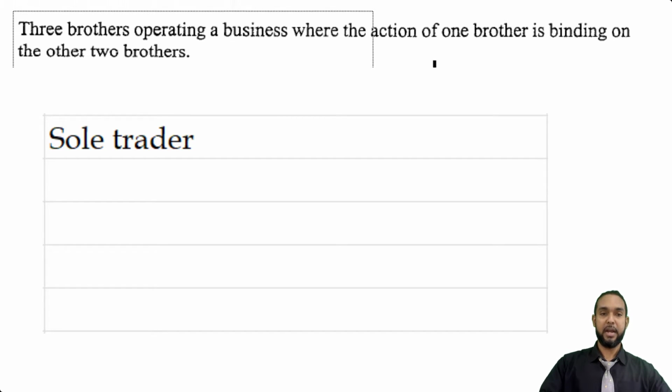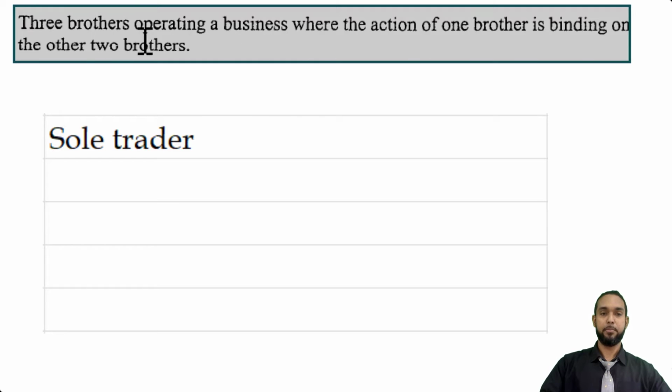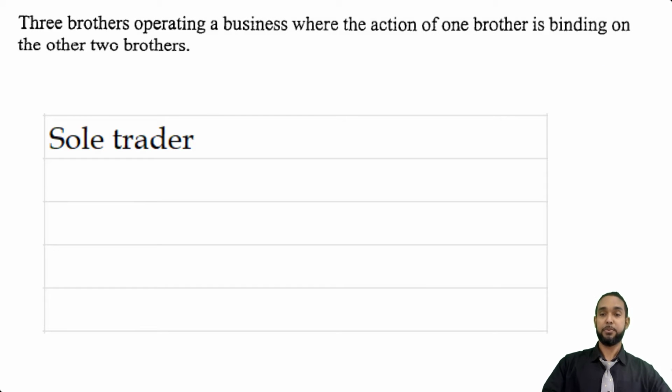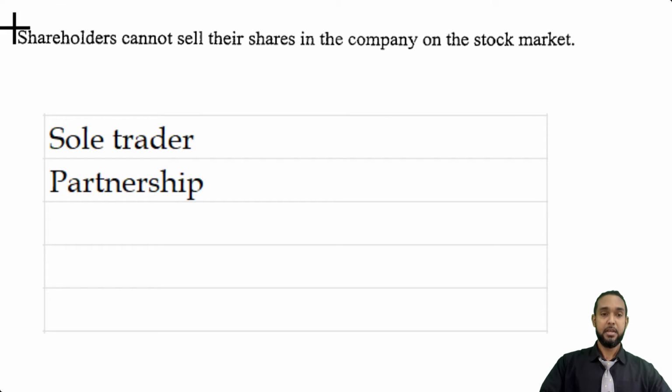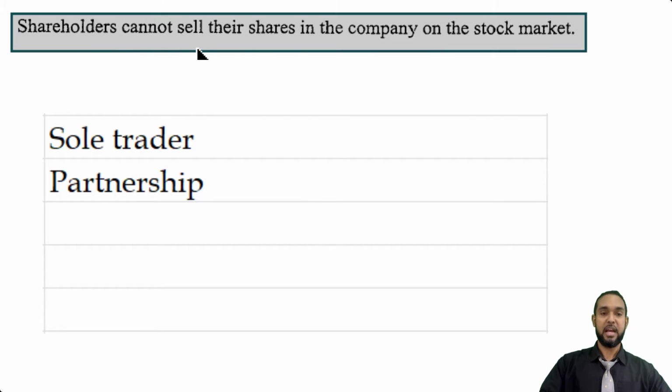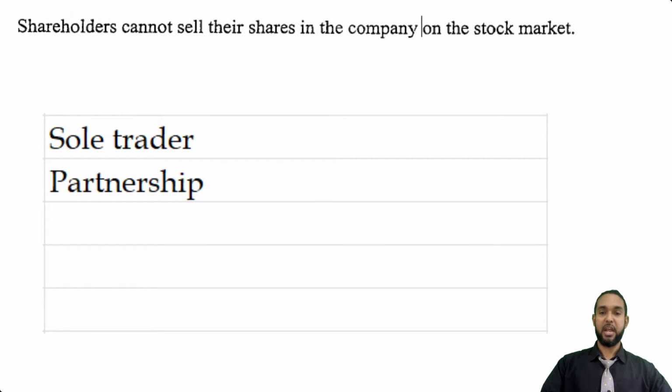All right, what about item 2? It says here, 3 brothers operating a business where the action of one brother is binding on the other 2 brothers. That's a perfect description. Well, okay, maybe not perfect, but that is a description of a partnership. Next, we have shareholders cannot sell their shares in the company on the stock market. Well, that's a private limited company.